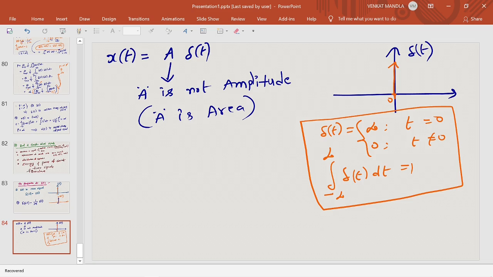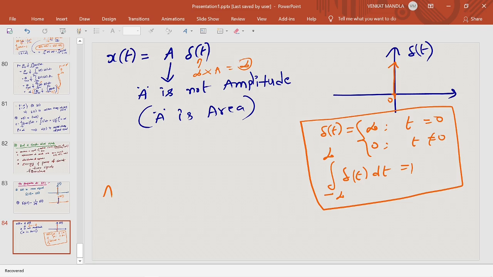What is the amplitude, if you want to calculate it? Del of t at t equal to 0 is infinity. So at t equal to 0, infinity multiplied by a, you will get infinity only. So if you really want to calculate amplitude, the amplitude of x of t is infinity. So not a. So a is the area of x of t.